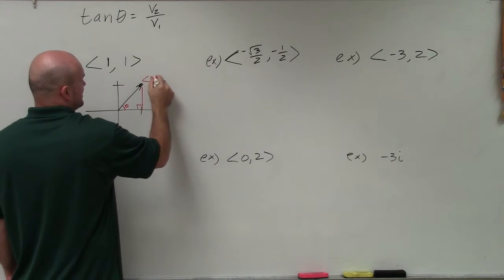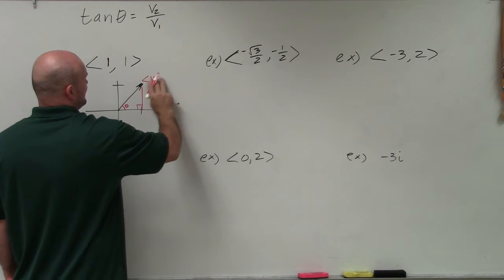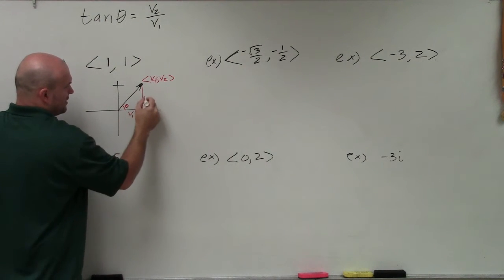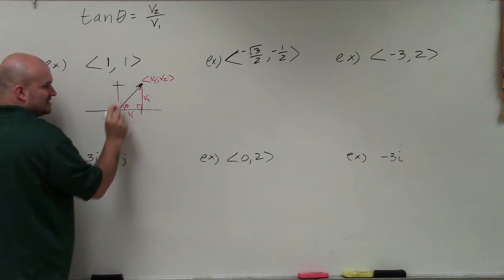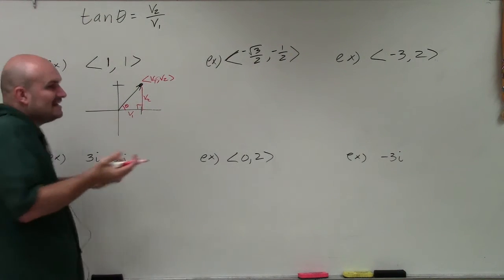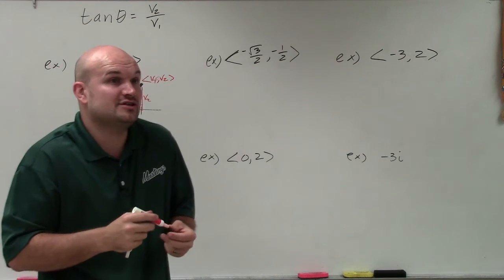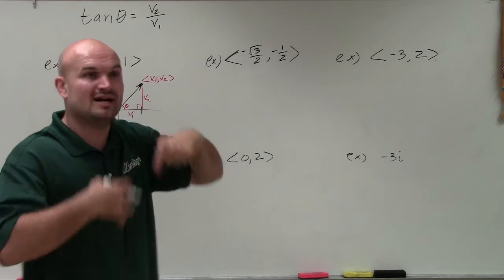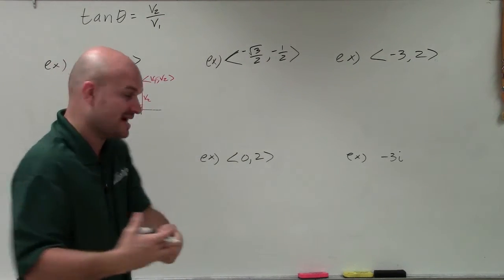Because if you see here, that's V1, comma, V2. So if that's V1 and that's V2, that's the opposite and that's the adjacent. To find the angle, all we're going to do is say the tangent of theta is equal to V2 over V1, then use the tangent inverse of both sides to find theta.